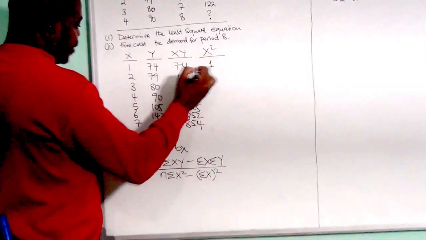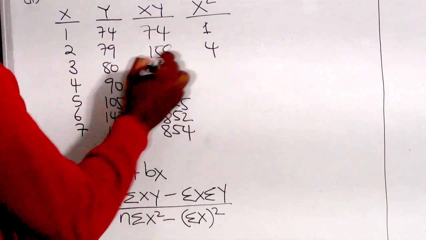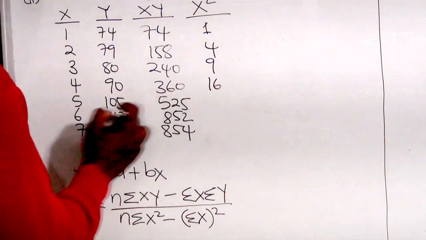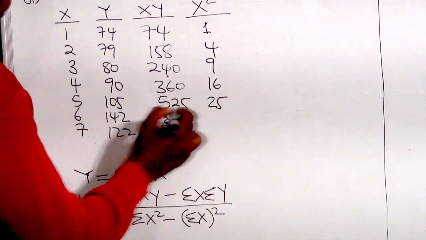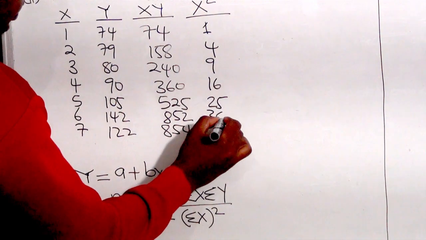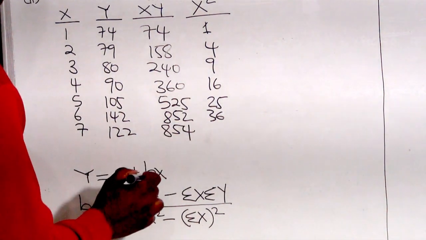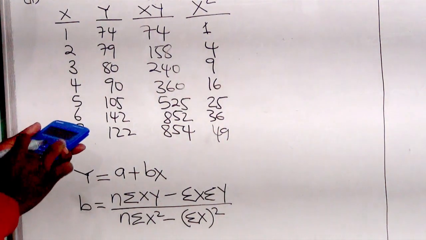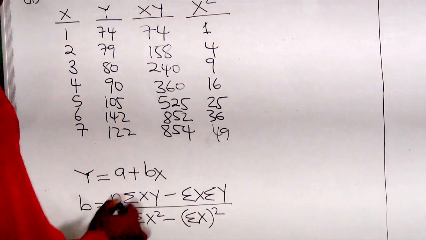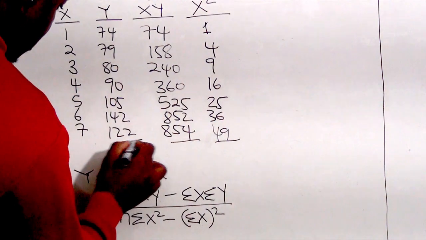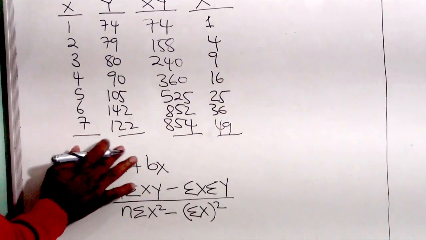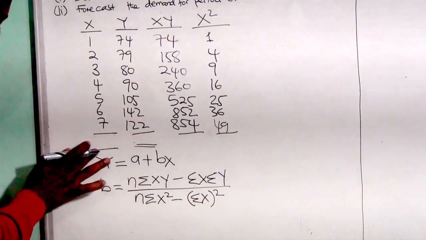And then I need my x squared. 1 squared is 1. 2 squared is 4. 3 squared is 9. Then 16, 25, 36, and then is it 49? Yes, 49. Alright, so now I'm adding everything here so that I can have their sums, so that I can call them summations.